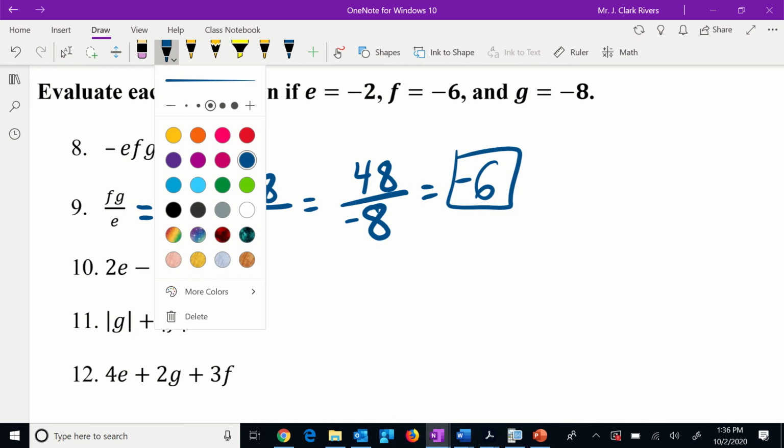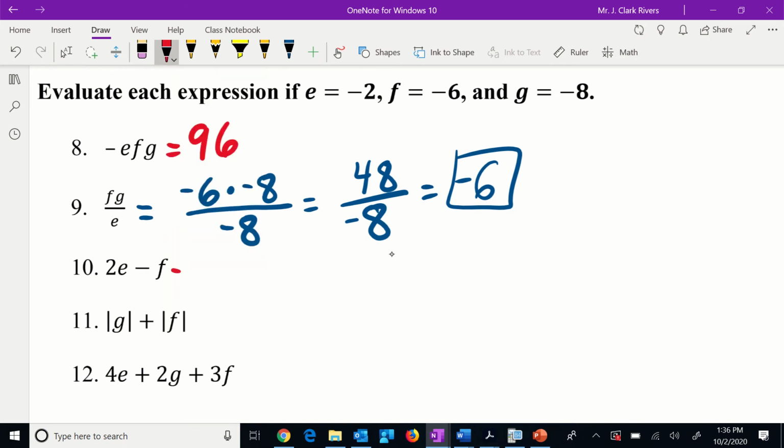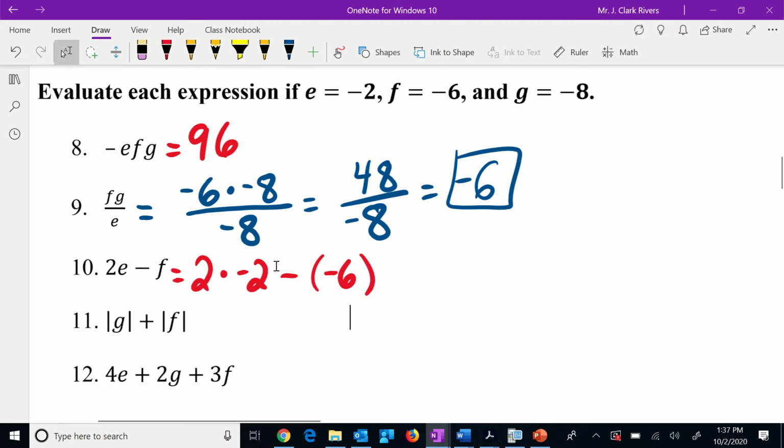Number 10. 2 multiplied by e, which is negative 2, minus f. F is negative 6. Mr. Rivers, why did you put negative 6? Well, we're subtracting f. So we're subtracting negative 6. That is why I did that.